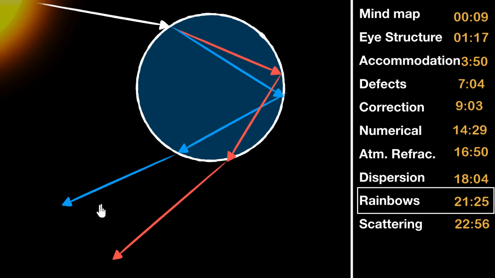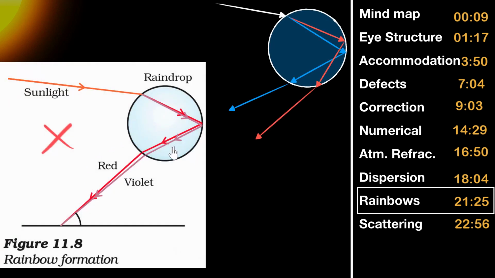And again, your NCERT has made a couple of mistakes in the drawing. First of all, you can see the red must be at the bottom when it exits, and the violet, or the blue, must be on the top. They have reversed it over here. And they have shown that after exiting, the red and the violet combine to give you a rainbow. That's wrong. You can see that the red and the violet actually separate out, just like in the prism.